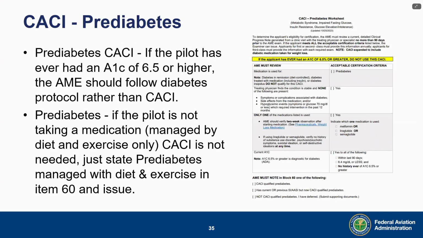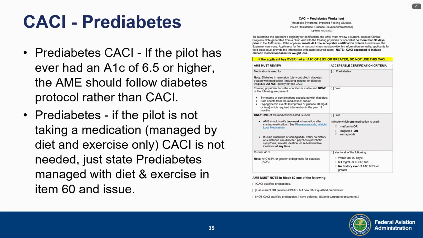Oh, this reminder on prediabetes for the Khaki. So this is actually two different reminders, two different ends of the spectrum. If you have a pilot who is trying to do a Khaki for prediabetes and they've ever had an A1C of 6.5 or higher, you should follow the diabetes protocol. They don't qualify for Khaki.